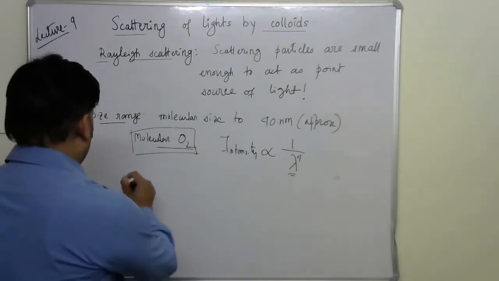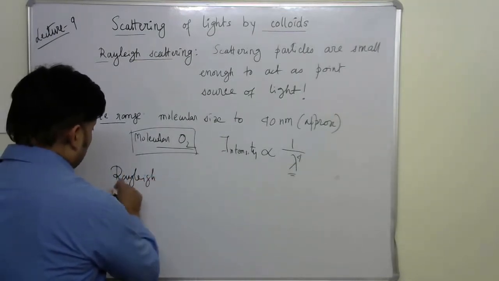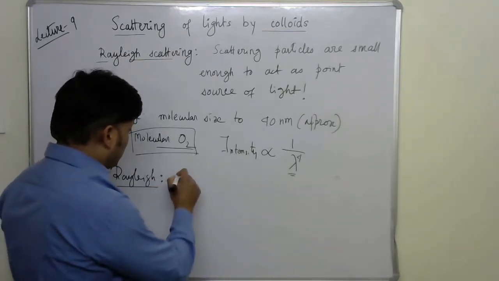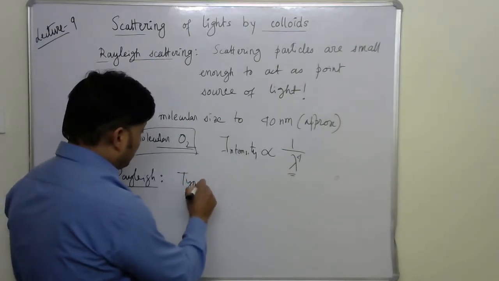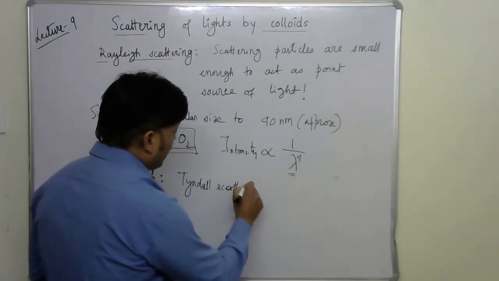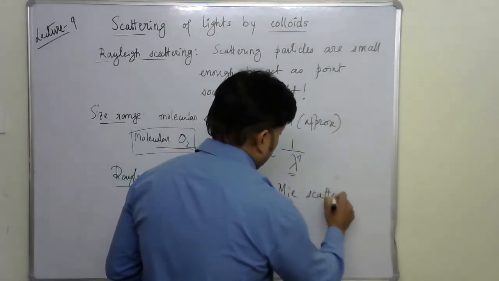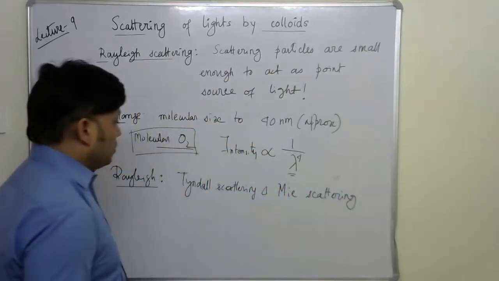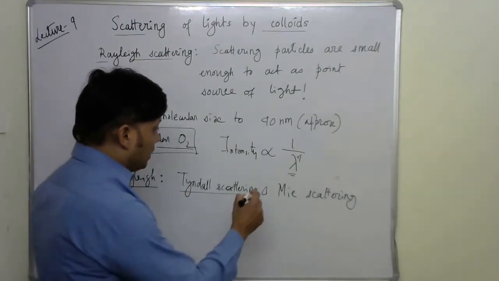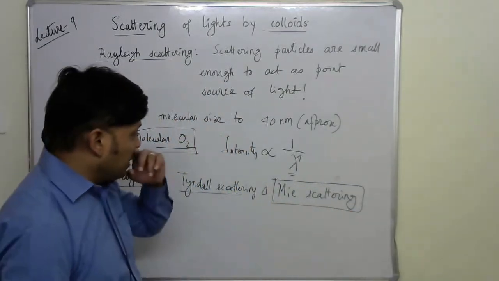But in Rayleigh scattering, there are two special cases. One is obviously called the Tyndall scattering, which we have already discussed a little bit before. And there is another type of scattering called Mie scattering. I will come back to the Tyndall scattering once again a little bit, but there is a new type of scattering term we are referring to.